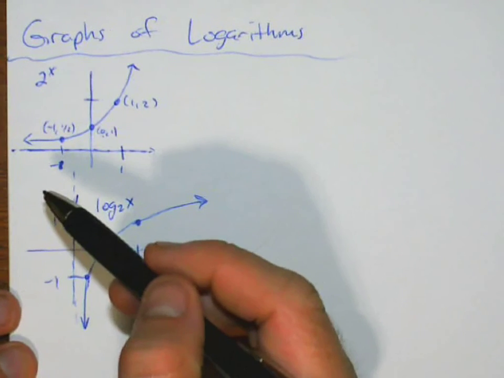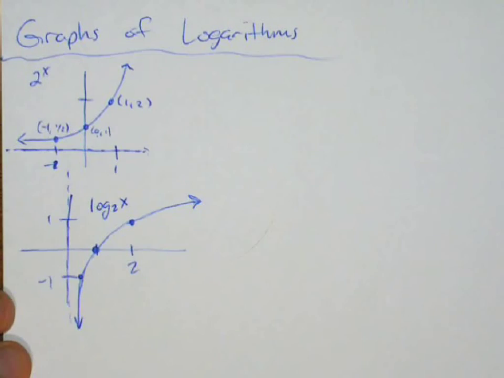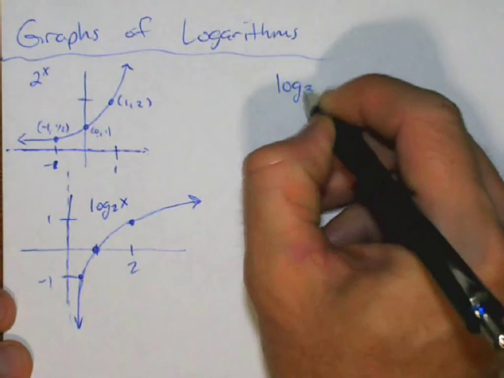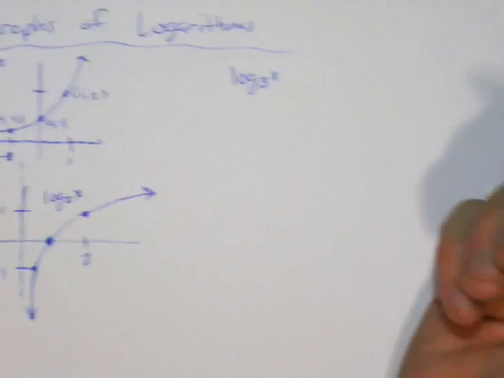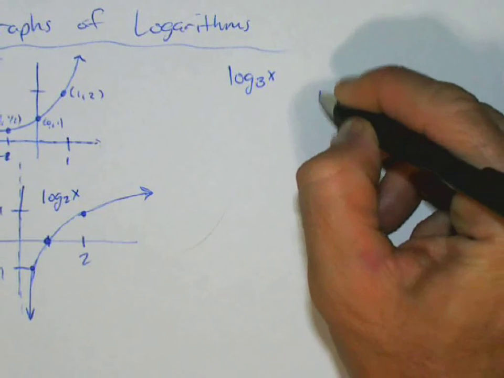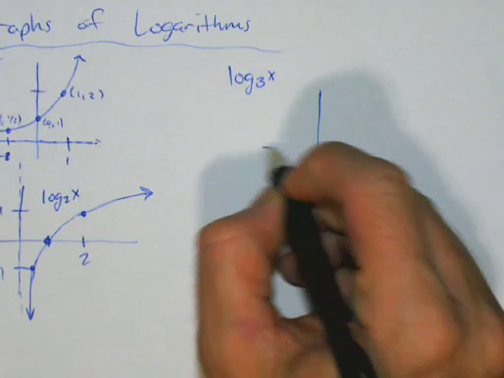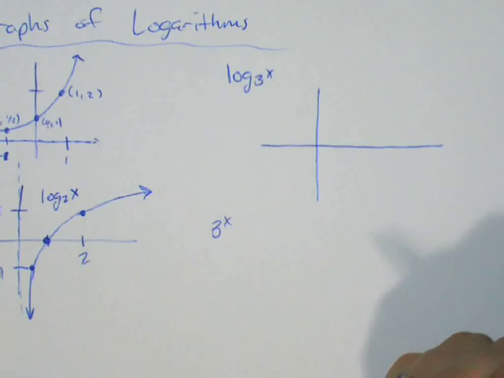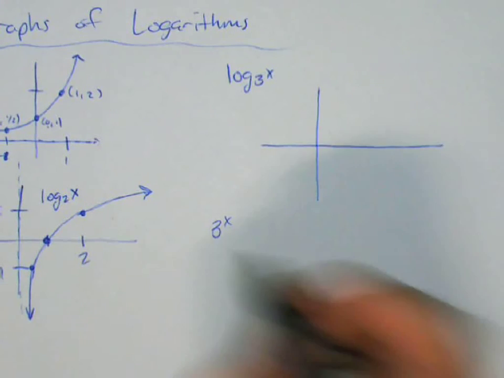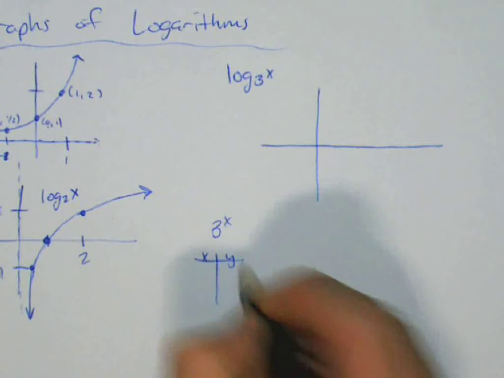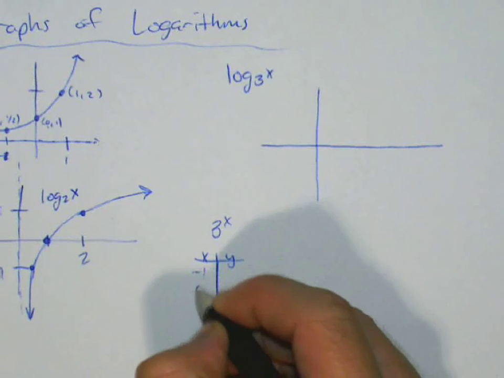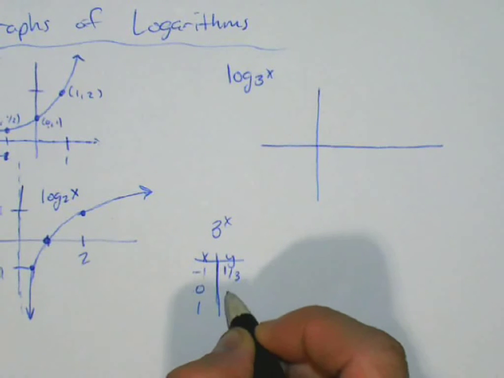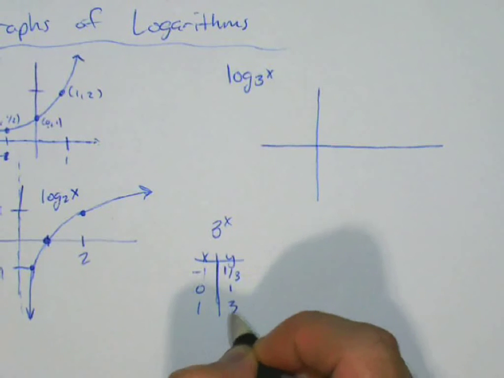What goes right along with this is any of the other bases. So if I wanted log base 3 of x, I would initially think about what is 3 to the x. I'm just going in my head, saying, okay, if I had -1, 0, and 1: if I plugged in -1, I get 1/3. If I plug in 0, I get 1. If I plug in 1, I get 3.